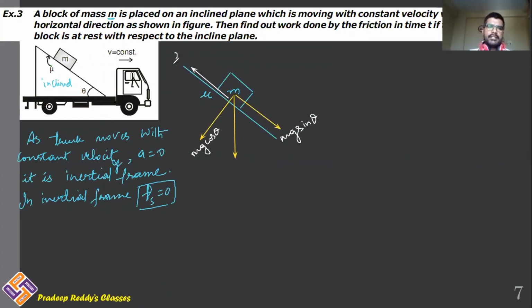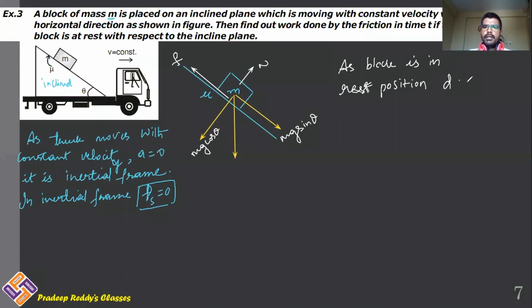And in the upward direction, this is the frictional force F, and there will be a normal reaction acting in the upward direction. This is the normal reaction N. It is mentioned that the block is in the rest position.